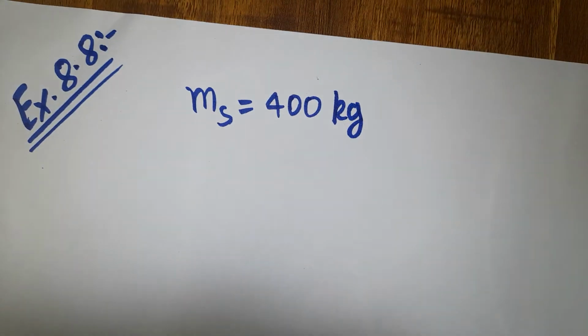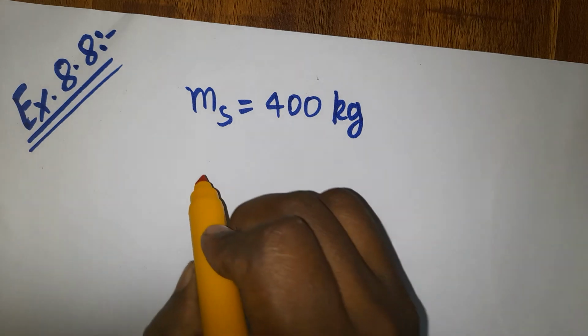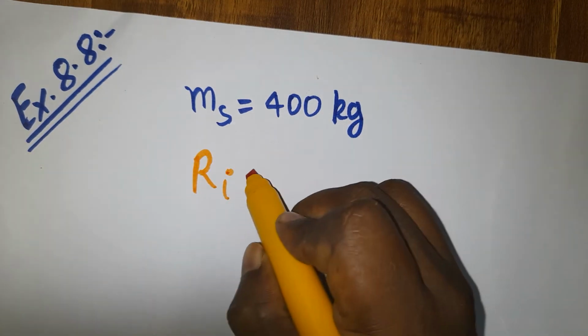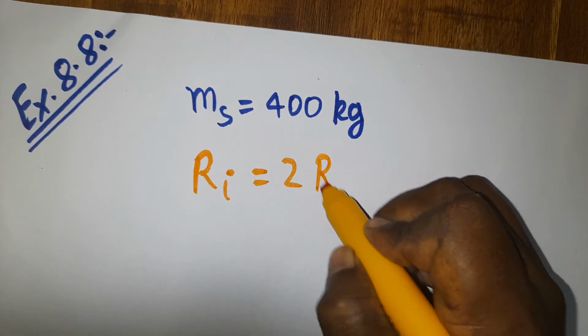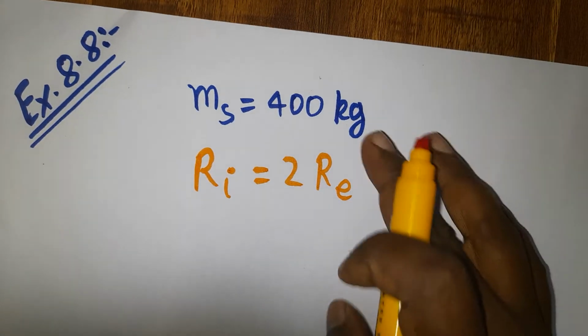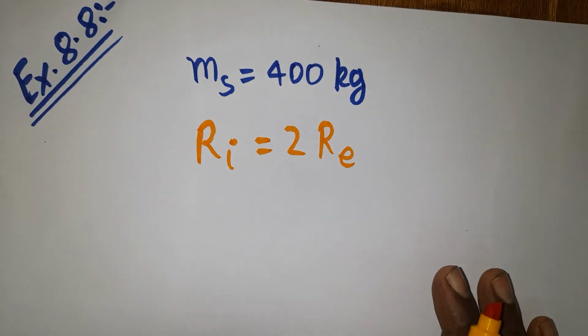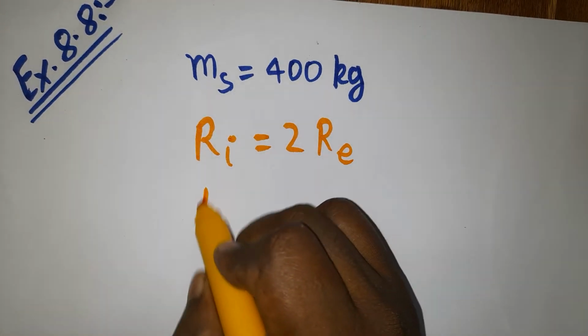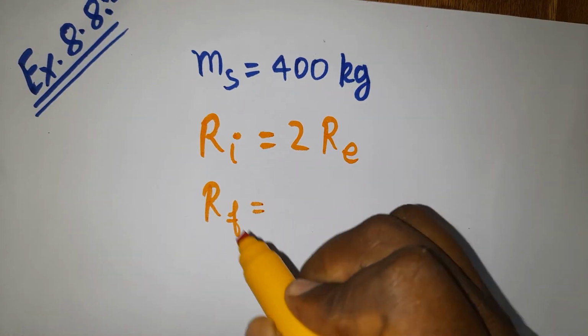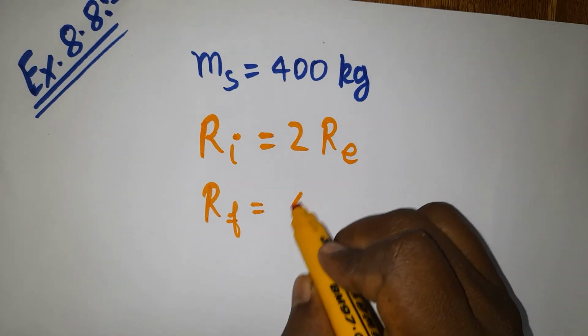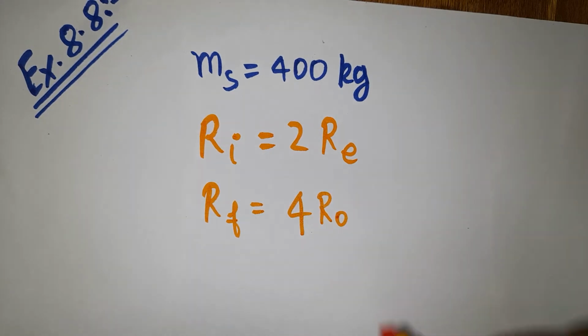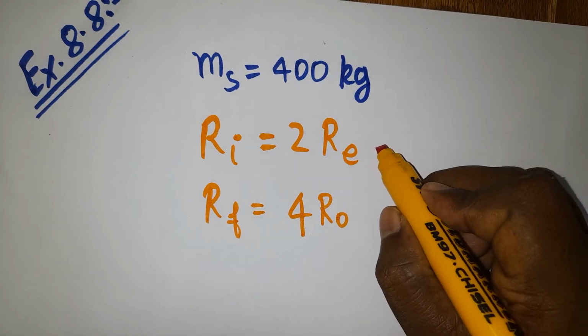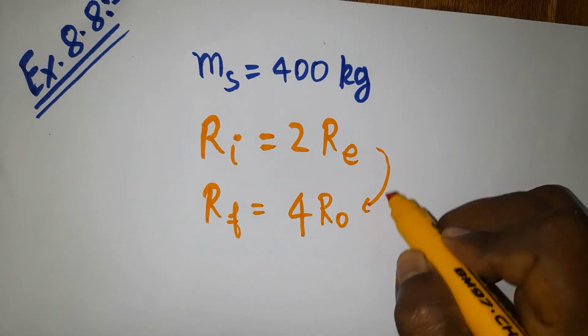Initially, the object is at a radius of 2 times the radius of the earth. Finally, the orbital radius of the satellite is 4 times the radius of the earth. This is what is given in the question. They asked what energy is required to move from here to here.